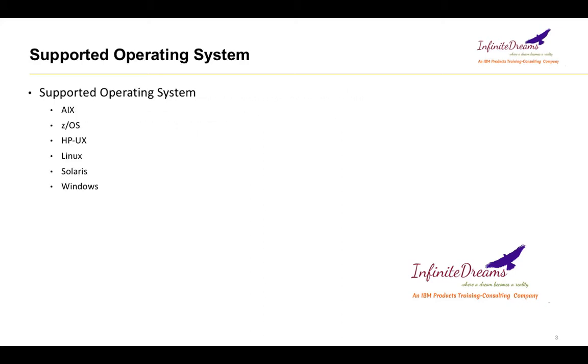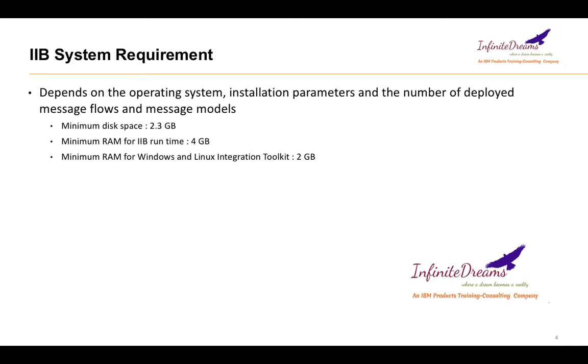IIB can be installed on all the major operating systems, like AIX, z/OS, HP-UX from HP, Linux, Solaris, and Windows. The software requirement for IIB is a minimum of 2.3 GB disk space, meaning hard disk drive. We need a minimum of 2.3 GB, and the minimum RAM needed for IIB installation is 4 GB, and 2 GB is needed if we want to have the integration toolkit.